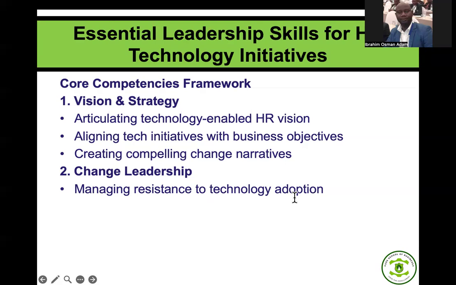Because if I'm in an organization doing ABC, and you say you want to bring technology and change whatever I'm doing to XYZ, it means that I have to learn new ways of doing things. So my first reaction would be, you are coming to make the work difficult for me. So if you are not able to communicate very well and deal with the rationale of the change, and also let the people understand why the change is coming, they will do what?